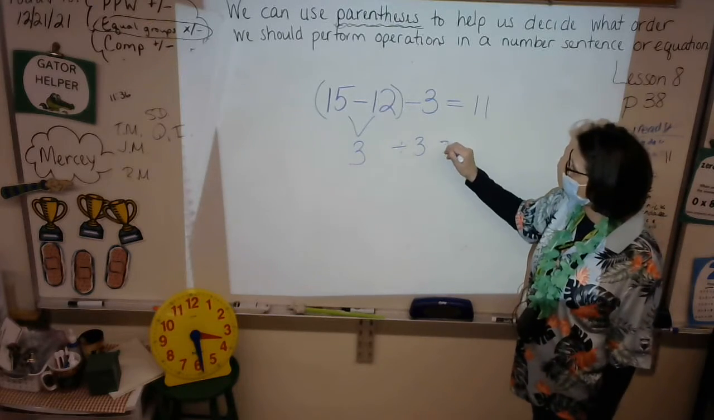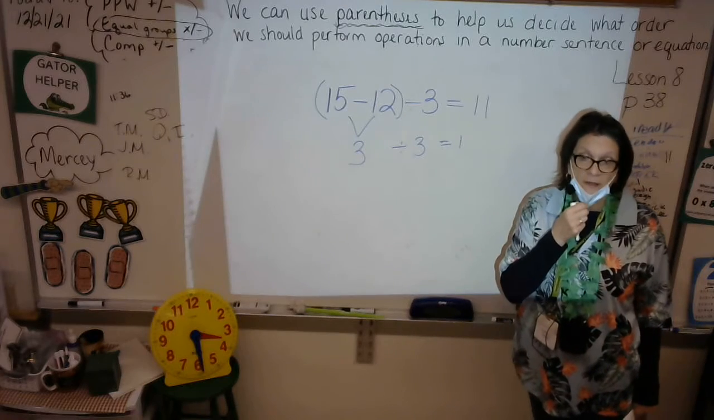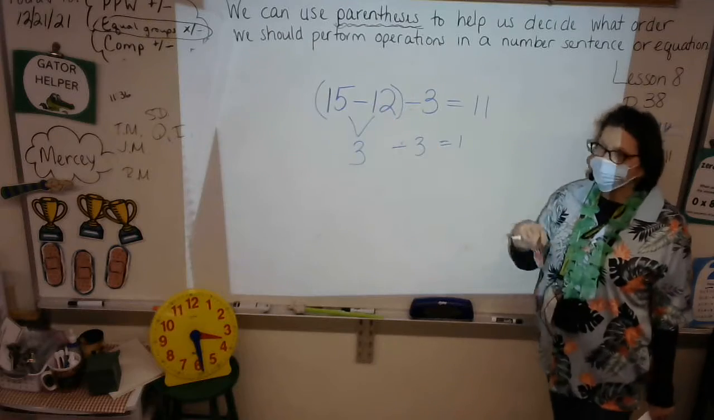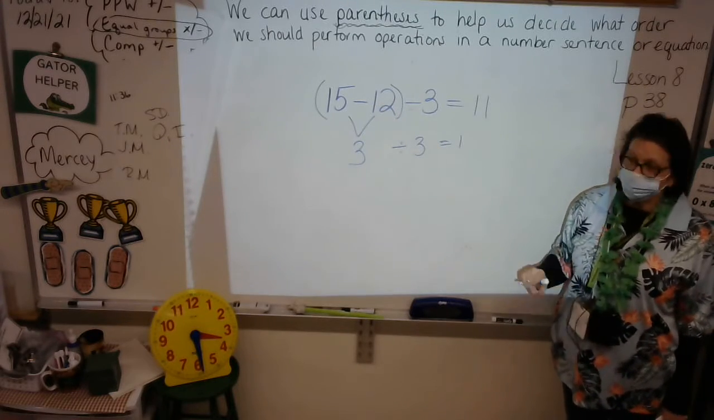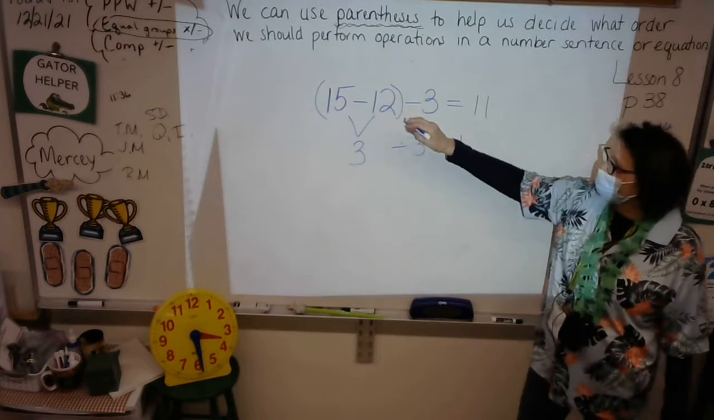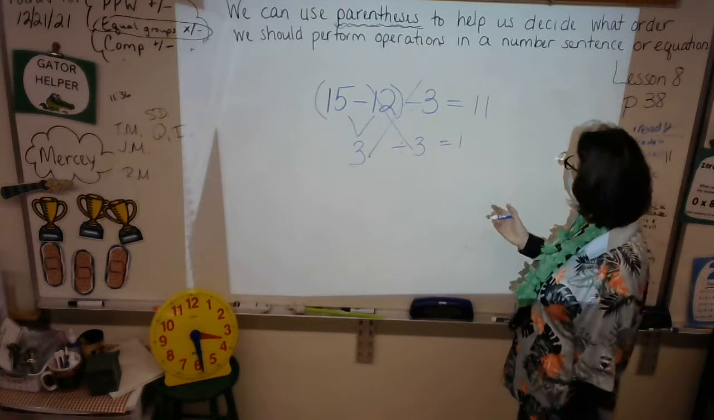1. Oh my goodness, who said 0? 3 minus 3 is 0, but you know what you're forgetting? You're forgetting how to divide. So, if we put the parentheses around the 15 minus 12, does our answer come out to be 11? No. So that cannot be right. So let's do it again.